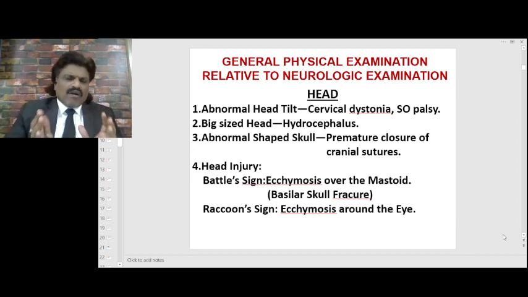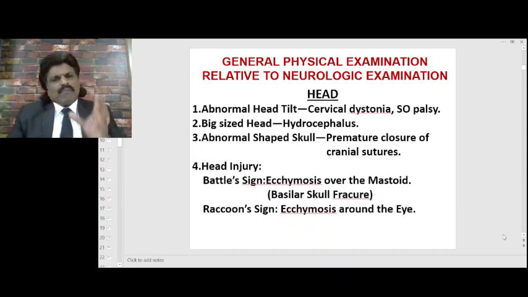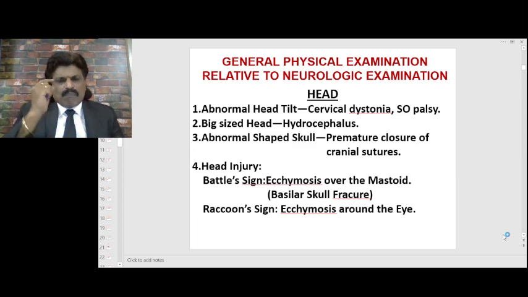If there is an abnormal head tilt, it could be cervical dystonia or superior oblique palsy. Superior oblique causes intorsion of the eye, and therefore when the intorsion of the eye is deficient, they try to compensate by turning the head to the opposite side, which is known as head tilt sign, otherwise known as Belshazzar's sign. If there is a big size head, we think of hydrocephalus, and if there is an abnormally shaped skull, it could be premature closure of cranial sutures.